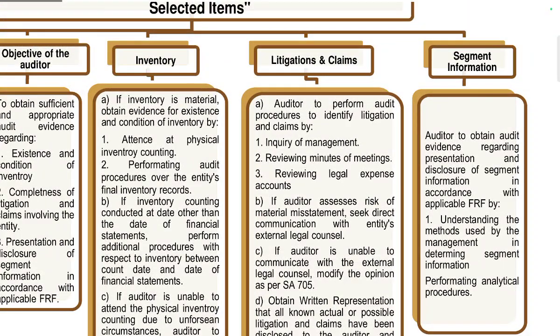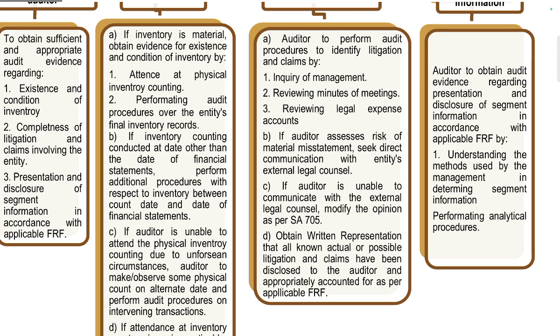Litigation claims. Auditors perform audit procedures to identify litigation claims: inquiry of the management, review of the minutes of the meeting, and review of the legal expense account. If the auditor assesses a risk of material misstatement, seek direct communication with the entity's legal counsel. If the auditor is unable to communicate with external legal counsel, modify the opinion as per SA 705.